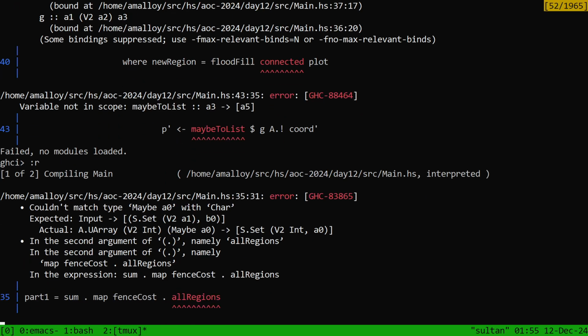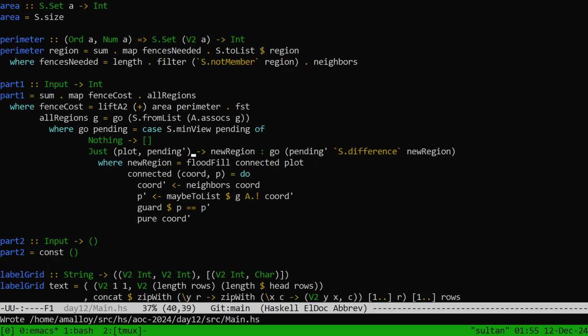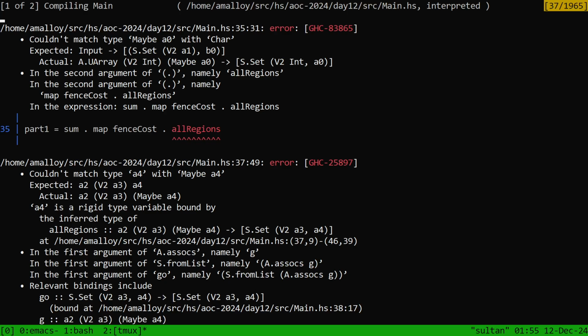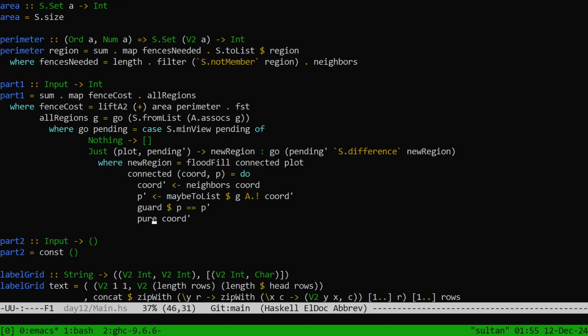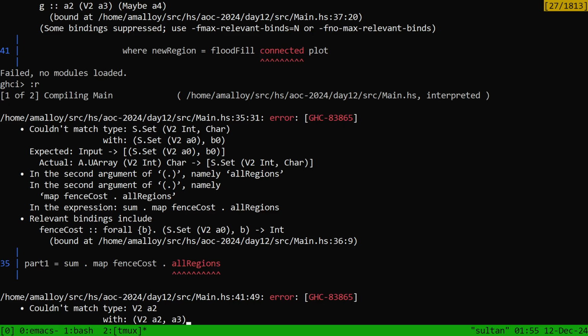And then a million type errors. Oh, is all regions, did I make that? It's not a function, it's a value. No, it's not. It takes an input. Okay. Oh, whoops. That's at least one mistake I made. I used A's lookup operator, but I should have used the one that returns a Just. Okay, that's one fewer type error.